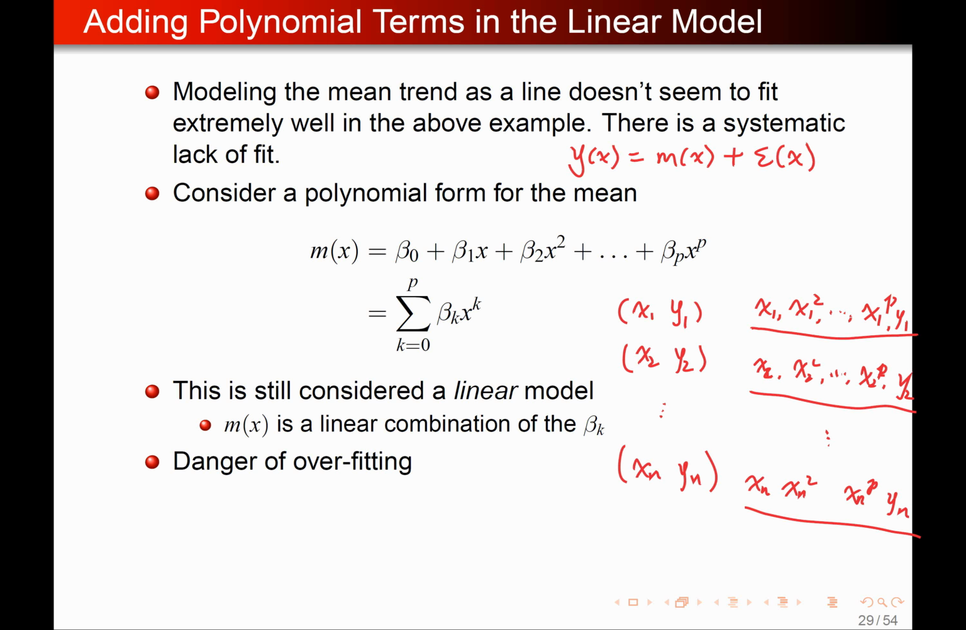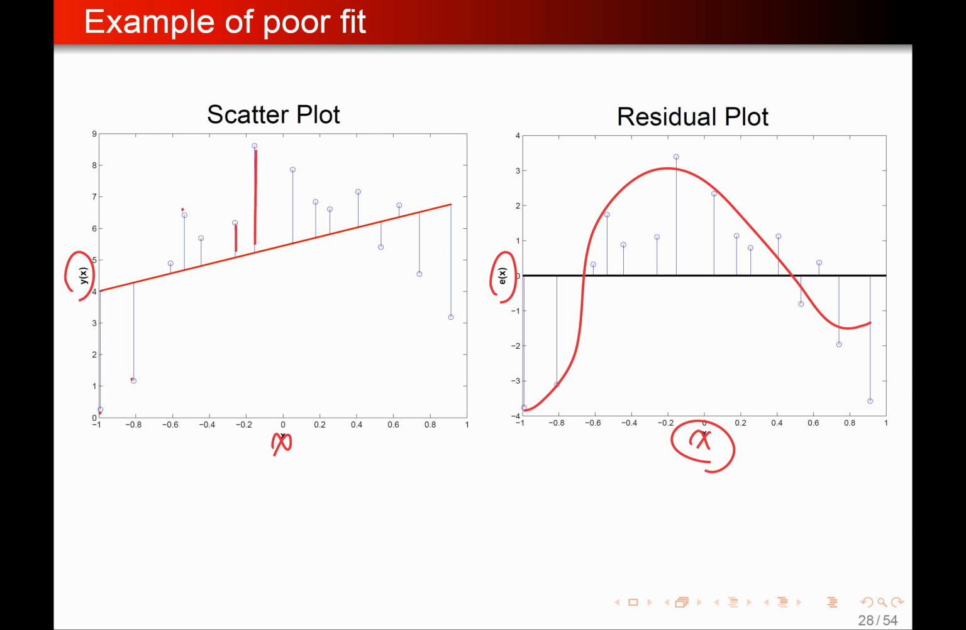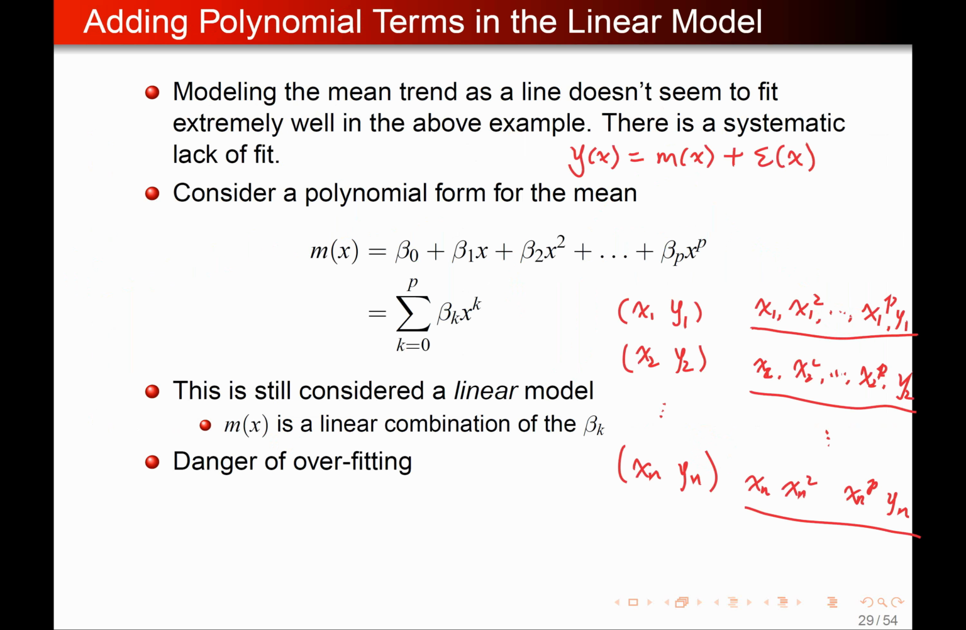Now in this case, we see a polynomial trend in the residue plot over here. So we want to increase model complexity, and what we do is add polynomial terms in the linear model. Modeling the mean trend as a line does not seem to fit extremely well in the above example. So there is a systematic lack of fit, and we consider adding the polynomial terms.